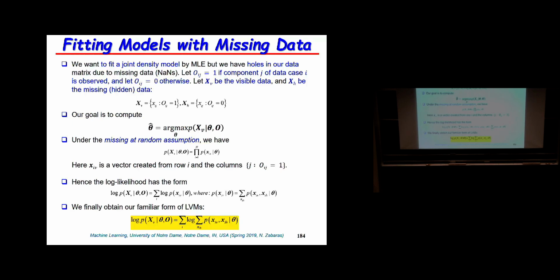I will be the row in the data matrix, and J will be the column. So when this is equal to 1, the J component in the data case I has been observed. I know it. If it is 0, it means I don't have it. So the question is, if somebody throws, let's say, data that are incomplete, can you actually do an MLE estimate if you know the type of distribution, even though half of your data have not been observed?